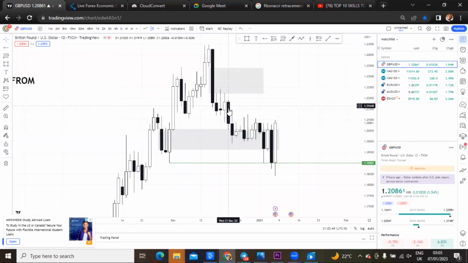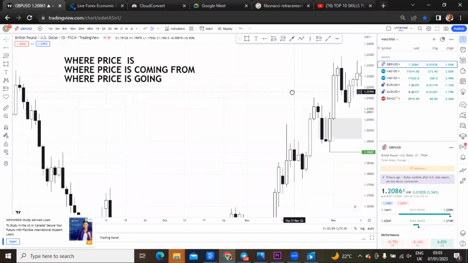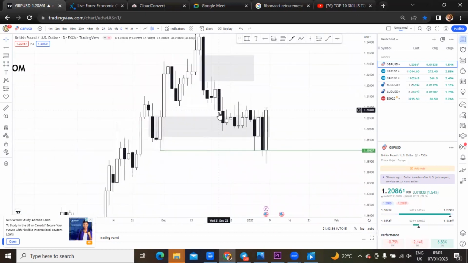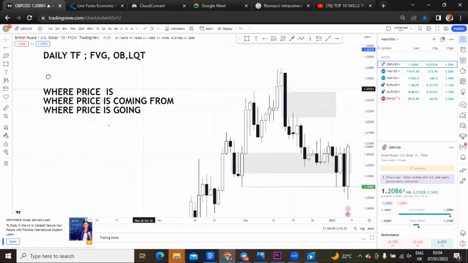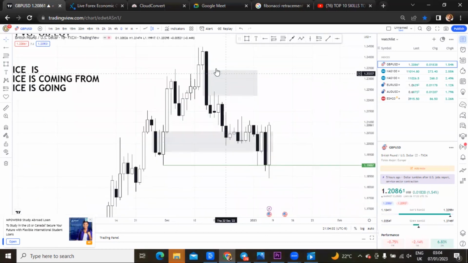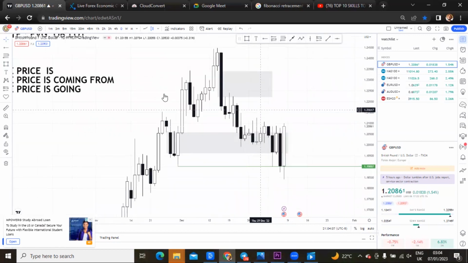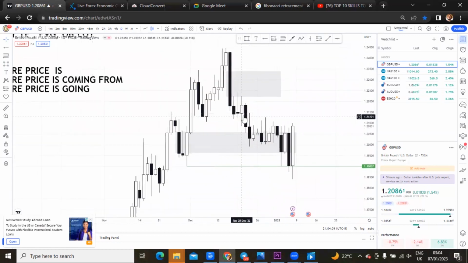So price just tapped into this. The next is where price is. We found out that price is here, sitting on this order block. Where is price coming from? Price is coming from this fair value gap. It just mitigated and we are dropping. And where is price going? So this is where the issue is. Now it's a two-way situation, the fact that we are sitting in an order block here.